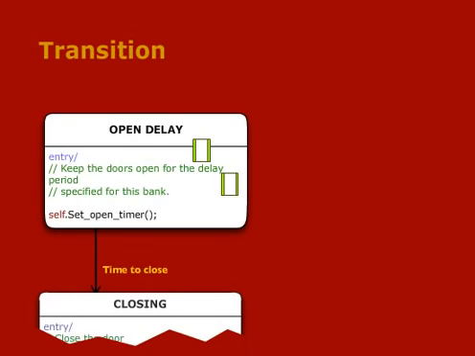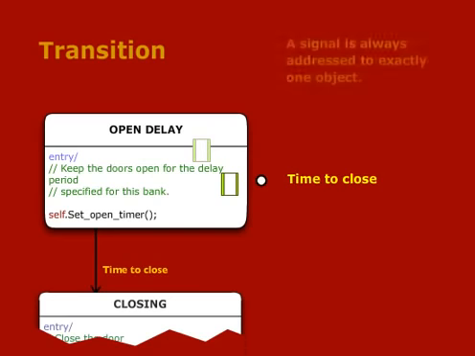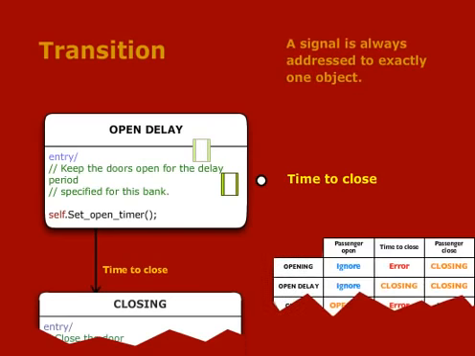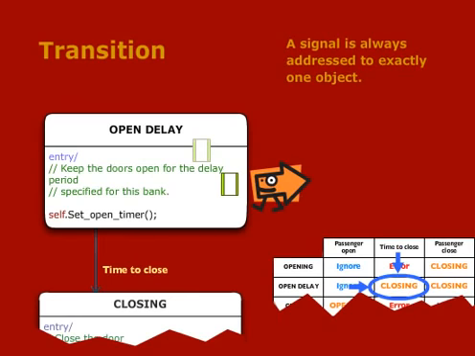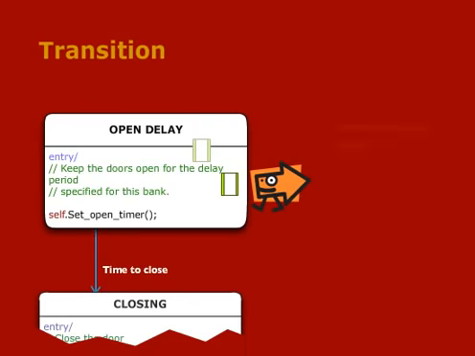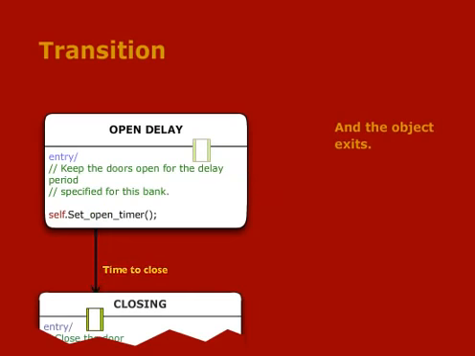Normally, we expect an event to trigger a transition to either a different state or possibly back into the same state. Here, two door objects are waiting in the open delay state. The time to close event occurs for one of the doors. The table for this state chart is consulted to determine the appropriate response when this event occurs in the current state. Since a destination state is specified, closing in this case, we know that there is an exiting transition. This transition is drawn on the state chart. As the object exits, the processed event is destroyed.